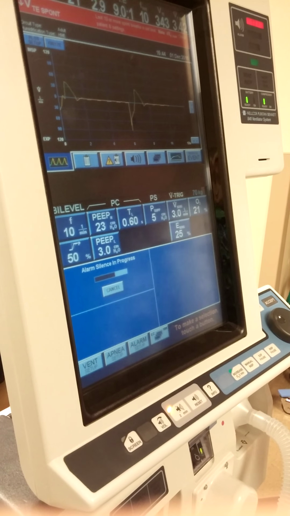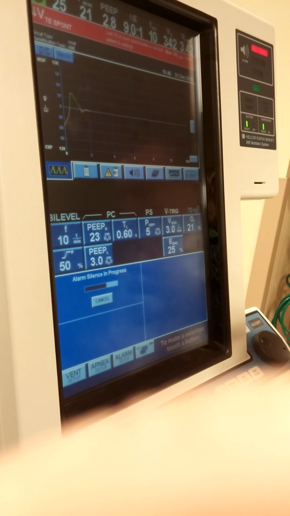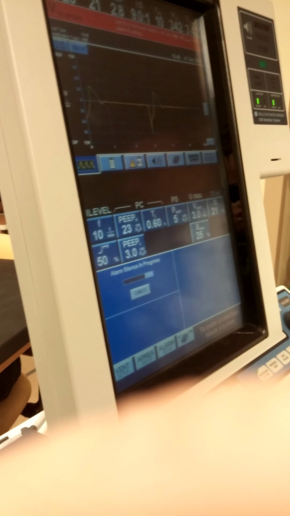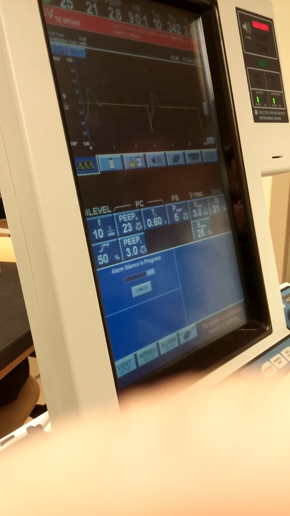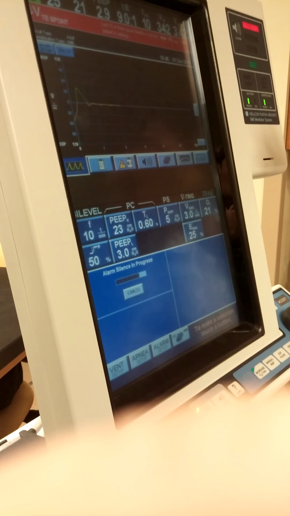Why do we want auto peep? Because you want the lungs not to come to a complete stop. If it comes completely back to zero, I close, de-recruit. So I want to prevent that at all costs. Gotcha. Where to set the T low? Again, 0.5 to 1.2, somewhere in that ballpark.